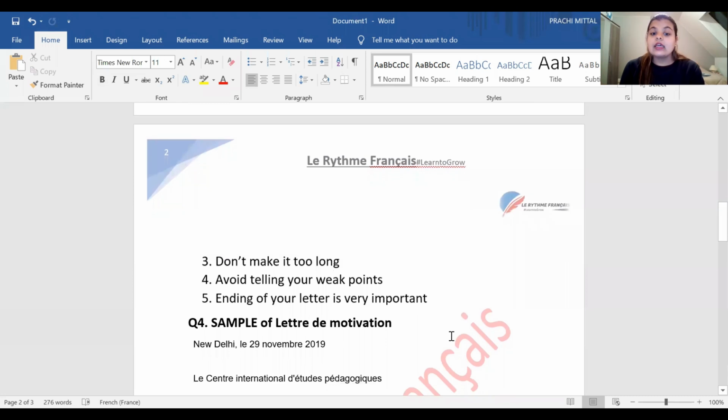Next thing is, the ending of the letter is very, very important. So the way you end the letter is also very important. Just don't end vaguely. End in a very formal way, telling them that you are waiting for their reply, you are waiting for an interview, you have a very strong hope that you will be selected for this post. This, guys, is very important.